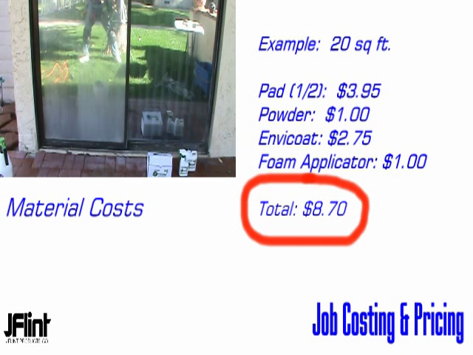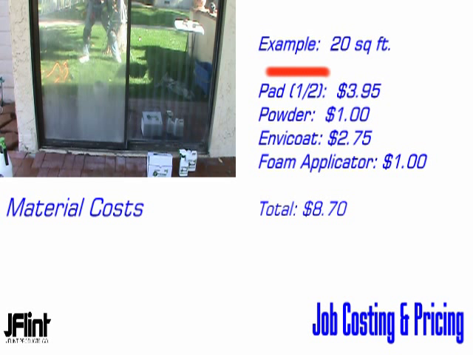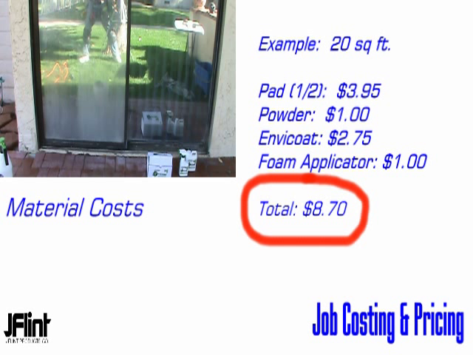In fact, that's typical for the Mr. Hardwater Power Tool Kits. For that particular window, we used about a half a pad or less. We also used only about $1 of powder. We used about 1 ounce of Envicoat, which equates to about $2.75 when purchased at a half-gallon level. And finally, we used 1 foam pad. That brings us to a material cost of about $8.70. The advantage to keeping our consumables low is that we have more room to negotiate and work with our labor costs, and oftentimes that's the difference between winning a job and not.